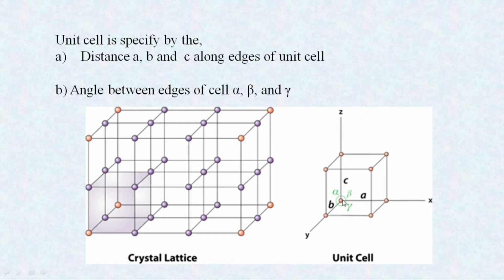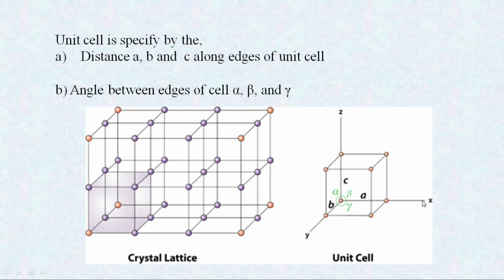Now here along the x-axis, the width of the unit cell is called the edge length, which is represented along x-axis as A, that along y-axis is B, and edge length along the z-axis is C. So here A, B, C are the edge lengths of the unit cell along the x, y and z axis respectively.